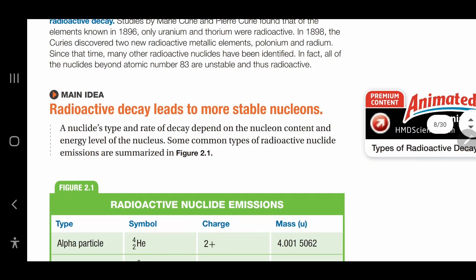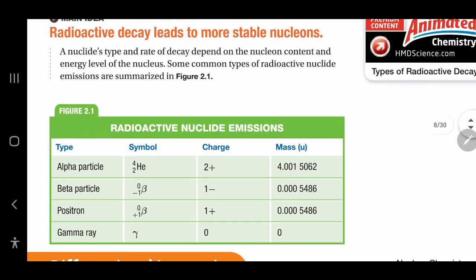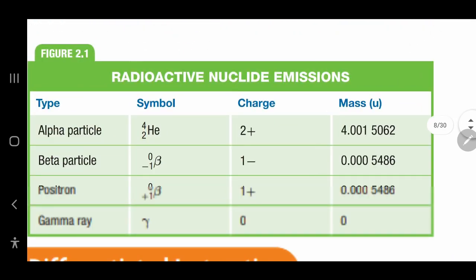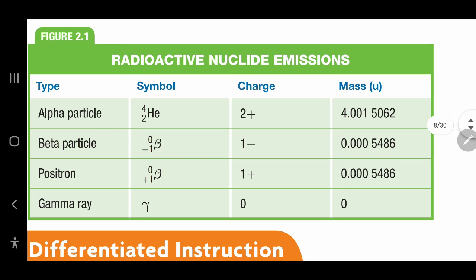Now, if we want to study the types of particles or emissions that will be emitted from the nucleus, we can classify them within 4 main types. First one is the alpha particle, as we see here, which is actually 2 protons and 2 neutrons. And because it is 2 protons and 2 neutrons, the mass of it will be 4. So the atomic mass is 4, and the atomic number will be 2, which is helium.